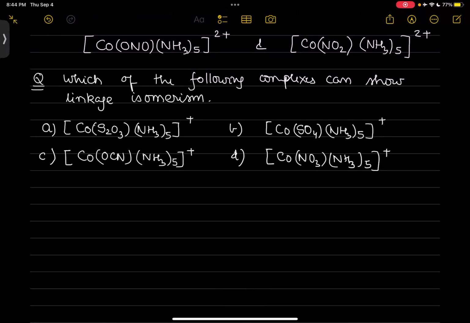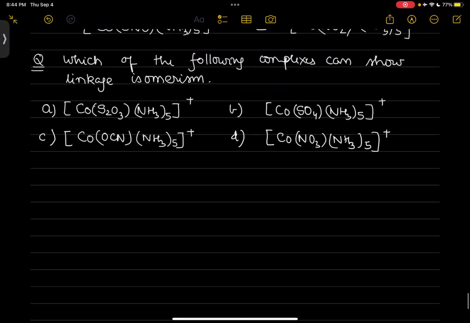It is option C, right? NO3 and ONO2 look the same, but NO3 is a monodentate ligand. It is the oxygen only which can donate the pair of electrons. Is that clear?